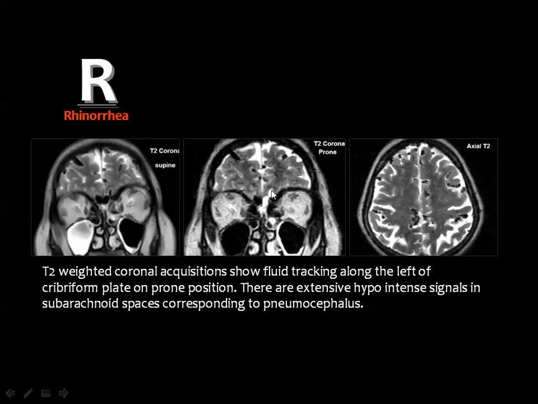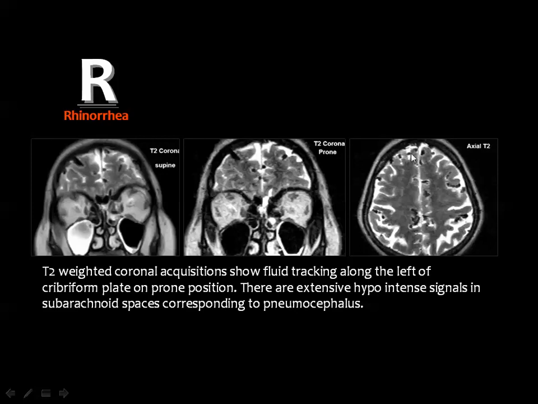to demonstrate that the CSF, which is a bright signal in this T2 weighted image, will go through the defect in the anterior cranial fossa, and this may obviate the need to inject contrast material intrathecally and so on. And sometimes if there is a defect here, there may be some of the air leaking through the defect into the cranial cavity.